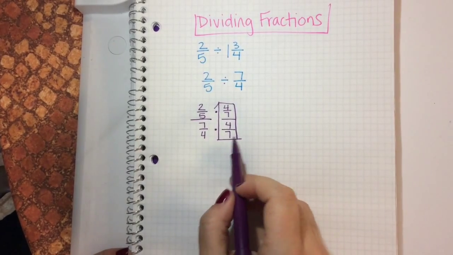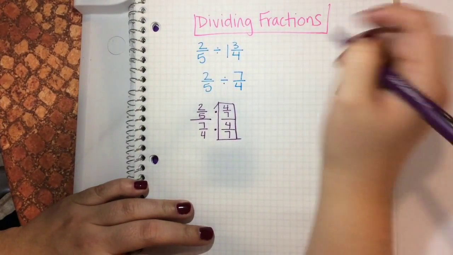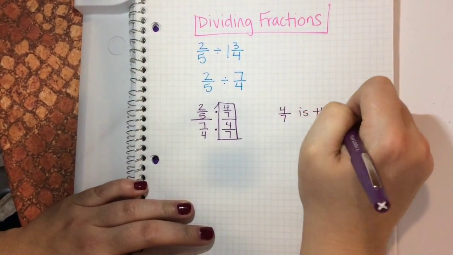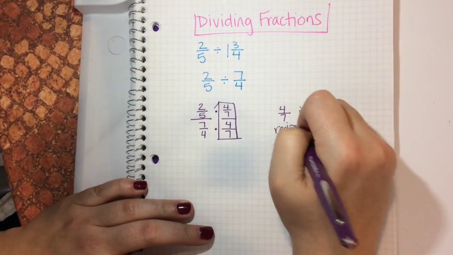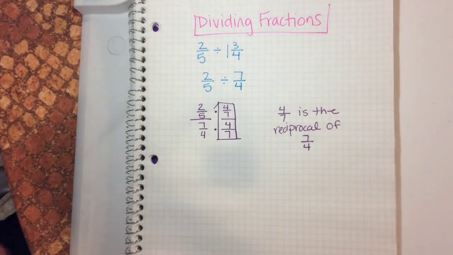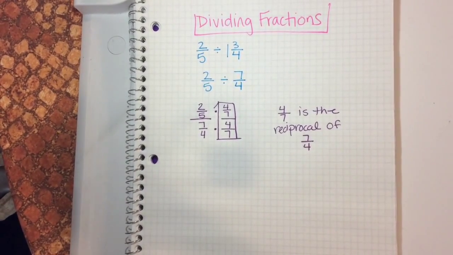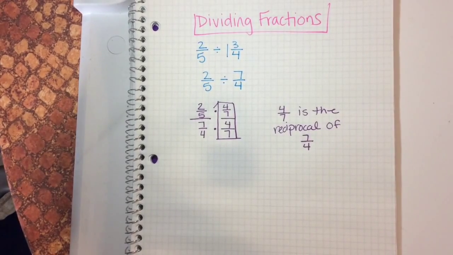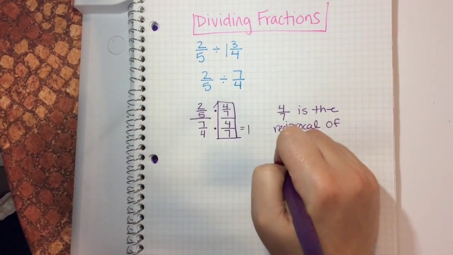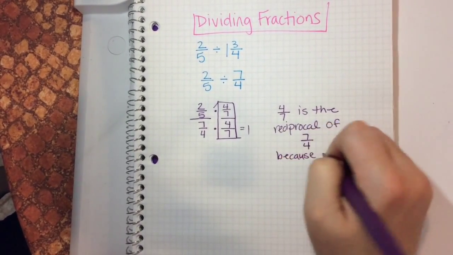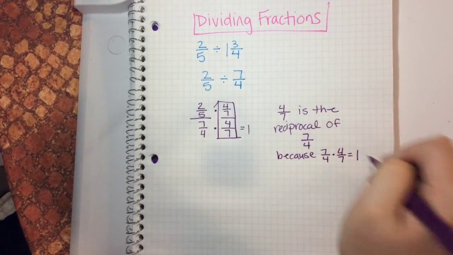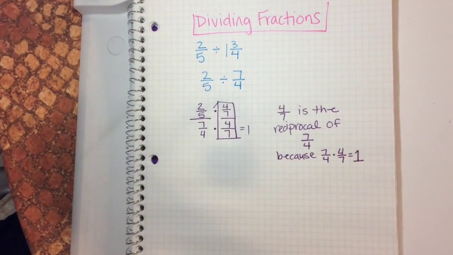Now, 4/7 actually has a name. It is called the reciprocal. So 4/7 is the reciprocal of 7/4. Basically, for the reciprocal of a fraction, the denominator and the numerator switch places. It's the fraction you would multiply by to get 1. So I'm going to write that on here too. Because 7/4 times 4/7 equals 1.